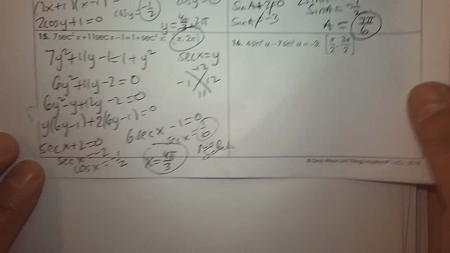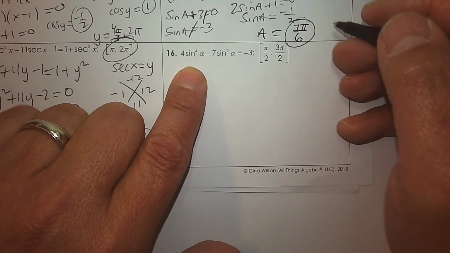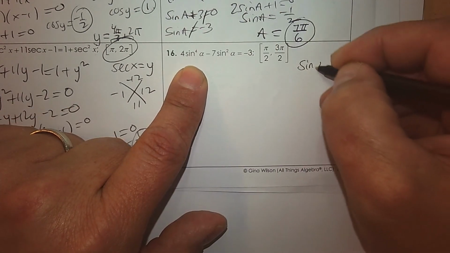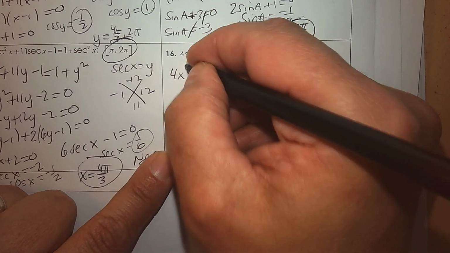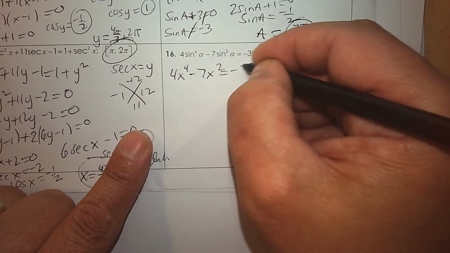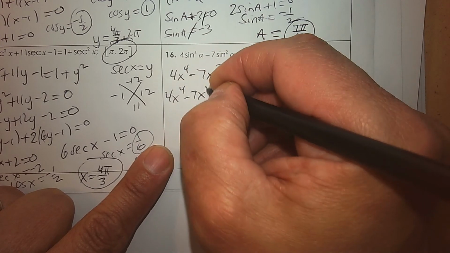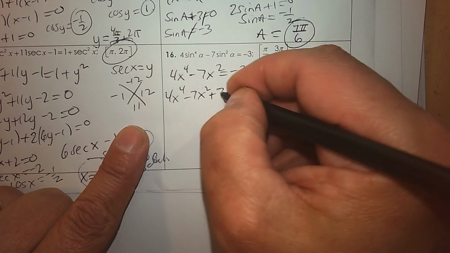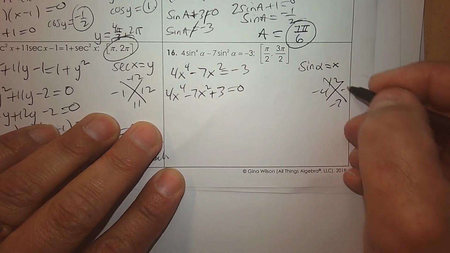All right, last one, 16. Again, it might be helpful just to do a little bit of algebra substitution to make it easier to work with. So I'm going to add 3. That's 12 and negative 7, so negative 4 and negative 3.